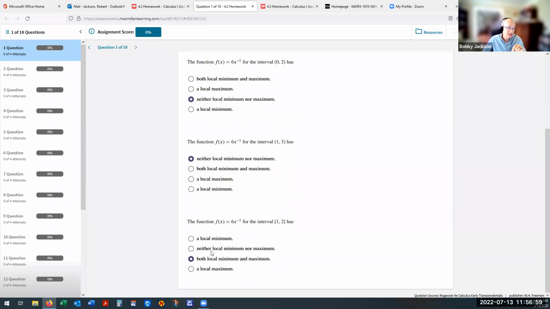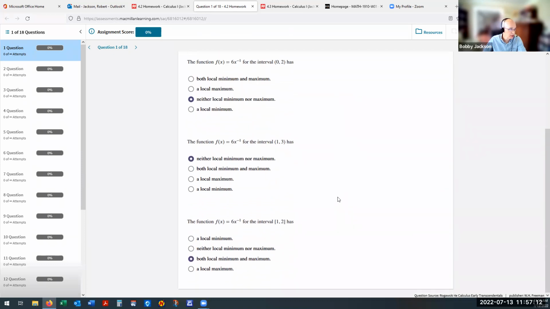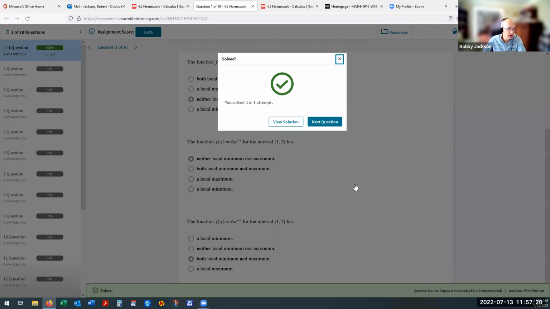So technically, this is a bad question down here at the bottom. Sorry about that. But this is the actual answer. Both a local minimum and maximum is what they want, but that's not really good. So at any rate, I hope this helps with this problem. Let me just check my answer here and see what happens. Make sure I'm saying the right thing. There it is. I've solved it in one attempt.